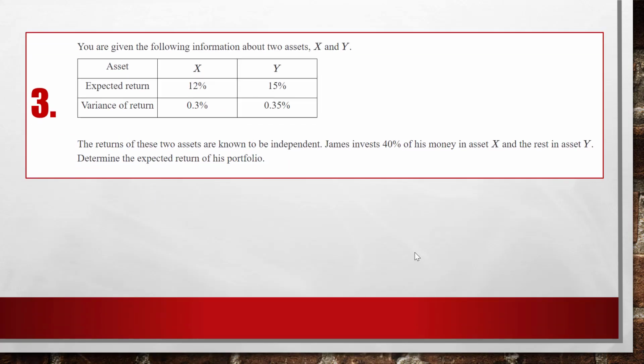Alright, next, problem number 3. You are given the following information about two assets X and Y. For asset X, the expected return rate is 12%, with variance of return 0.30%. And for asset Y, the expected return rate is 15%, and the variance of return is 0.35%. The returns of these two assets are known to be independent. This is important. Independent, then the covariance between X and Y should be 0. James invests 40% of his money into asset X and the rest in asset Y. So 40% in X and 60% in Y. Determine the expected return of his portfolio.